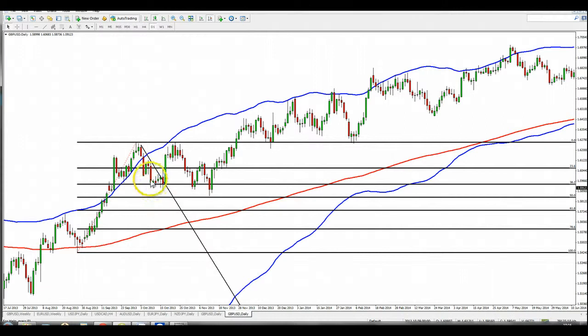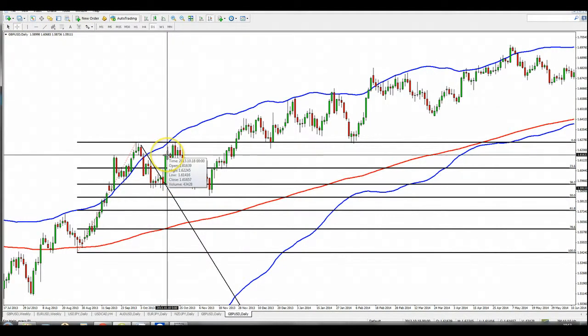You can see there was price reactions on the Fibonacci's on the 38.2 level. Now this would make for a nice buying area if it wasn't for this large candle here. This candle was a little bit too large.